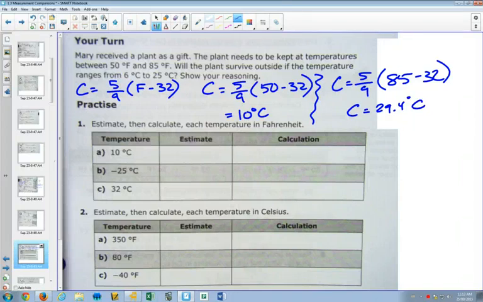So if the outside temperature ranges from 6 to 25, will it survive? Well, it says it only survives between 50, which is 10, and 85, which is 29.4. If it goes down to 6, then your plant's going to die. But it would have been fine going up to 25. We changed 50, and we find out it is 10, and 85 is 29.4, but our temperatures get too cold, so in this case, it wouldn't survive.